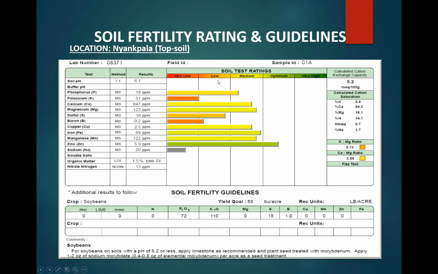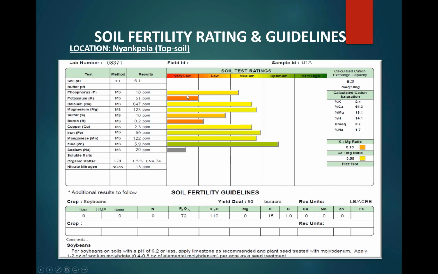But just look at the colors. On the left-hand side, we have soil pH at the top, and then phosphorus, potassium, down to nitrate, sodium. At the top, we see the colors: very low, low, medium, optimum, and very high. So each bar along each test shows the rating.